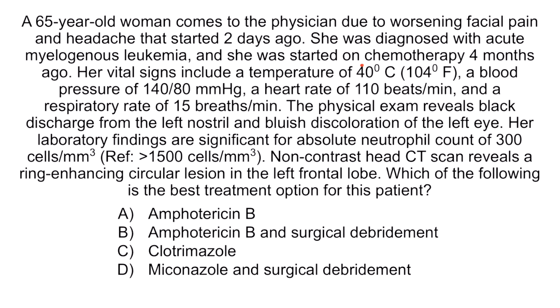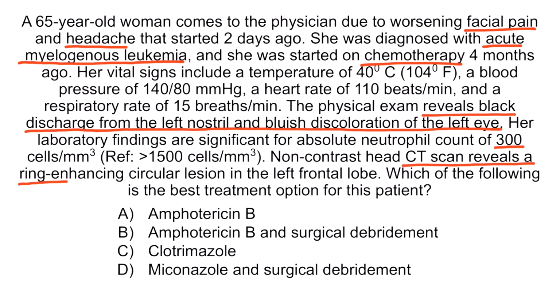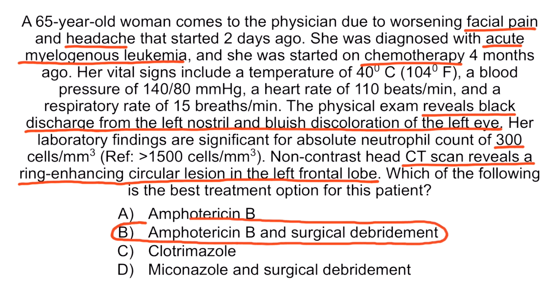Okay, so this patient was started on chemotherapy for AML, and her absolute neutrophil count is 300, indicating chemotherapy-induced neutropenia. Additionally, she has facial pain, headache, black discharge from the left nostril, and bluish discolorization of the left eye. And the non-contrast CT shows a ring-enhancing circular lesion of the left frontal lobe, and that suggests an abscess. So all of these point towards the diagnosis of mucormycosis, and the best treatment option is broad-spectrum antifungal, like amphotericin B. That's the go-to antifungal for this disease, and then surgical debridement. Therefore, the correct answer is option B.